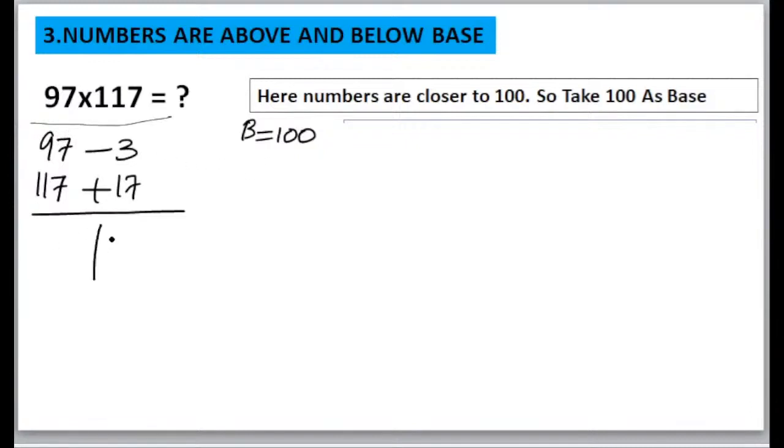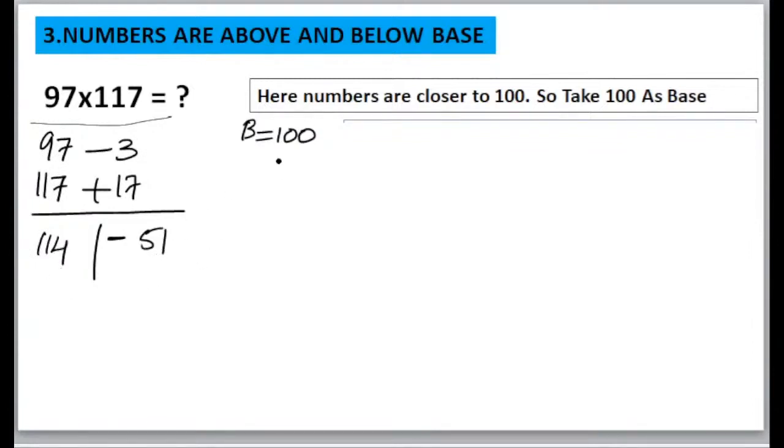In the RHS, you will have a negative symbol because 17 into minus 3 is equal to minus 51. So your RHS has negative terms. You cannot combine this RHS with the LHS. So we should use a different approach. Here 117 minus 3 is equal to 114, which is your LHS. 97 plus 17 or 117 minus 3, both are 114.